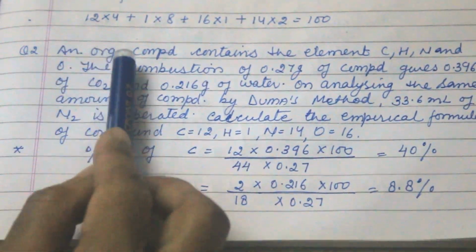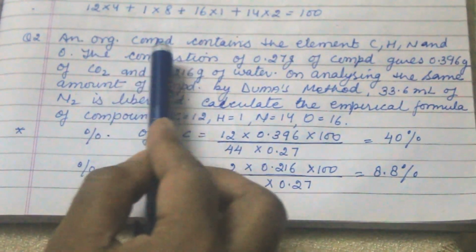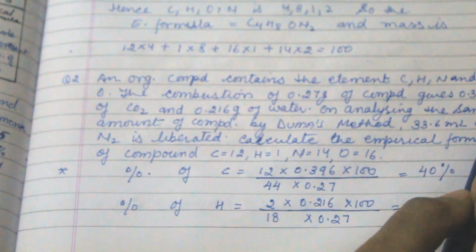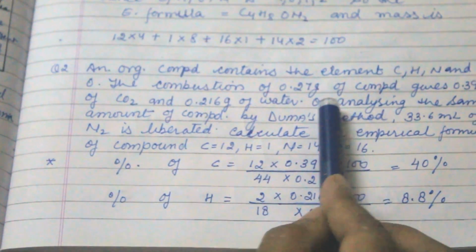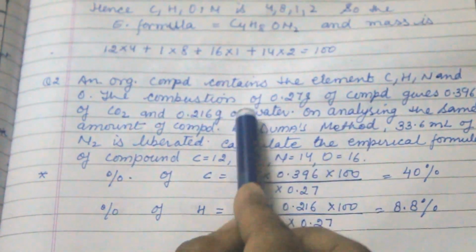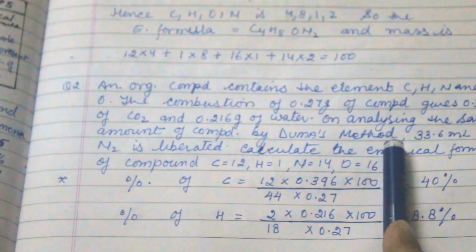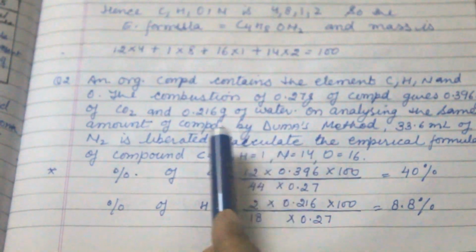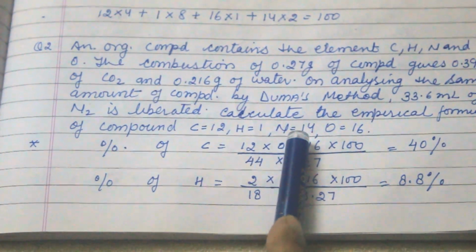Now the next question is: an organic compound contains the elements carbon, hydrogen, nitrogen and oxygen. The combustion of 0.27 gram of compound gives 0.396 gram of CO2 and 0.216 gram of water. On analyzing the same amount of compound by the Dumas method, 33.6 ml of nitrogen is liberated. The previous method was Kjeldahl and this method is Dumas. Calculate the empirical formula of the compound. C is 12, H is 1, N is 14, O is 16.